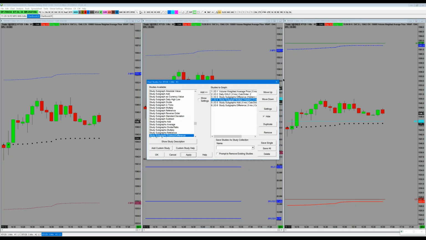I just chose to use the range multiplied by 0.5 and then multiplied by 0.25. But you could do it with whatever numbers you wanted. Okay.